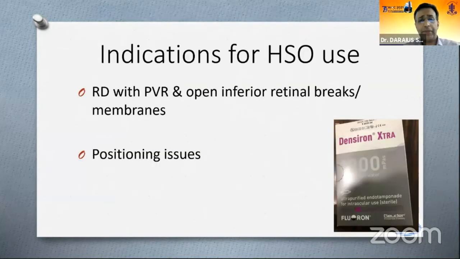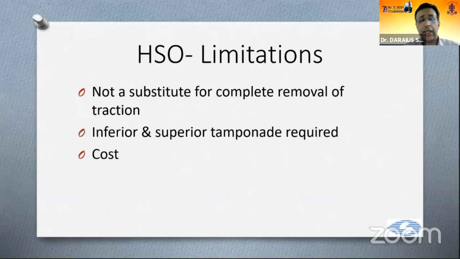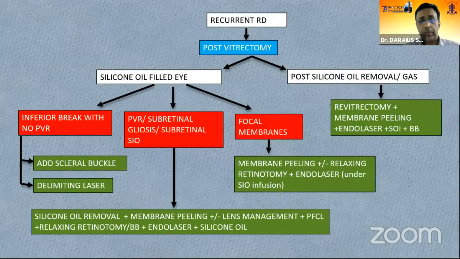So basically RD with PVR or with open inferior breaks or membranes are the cases where we use this, or patients with positioning issues. These are the ones who benefit maximum from this. But please remember, this is not a substitute for doing a good surgery or complete removal of traction. And if inferior and superior tamponade is required, it may not be a good idea. And of course, it is very, very costly and not easily available.